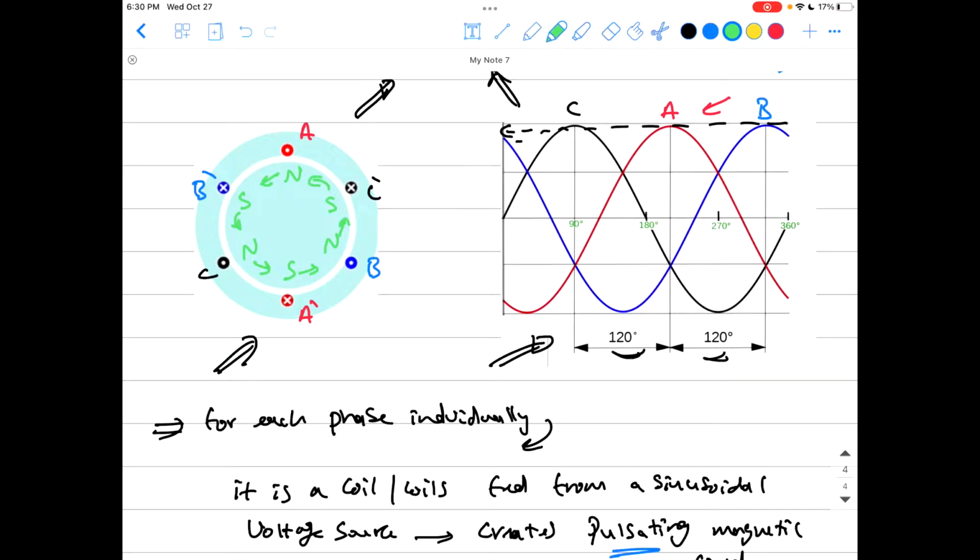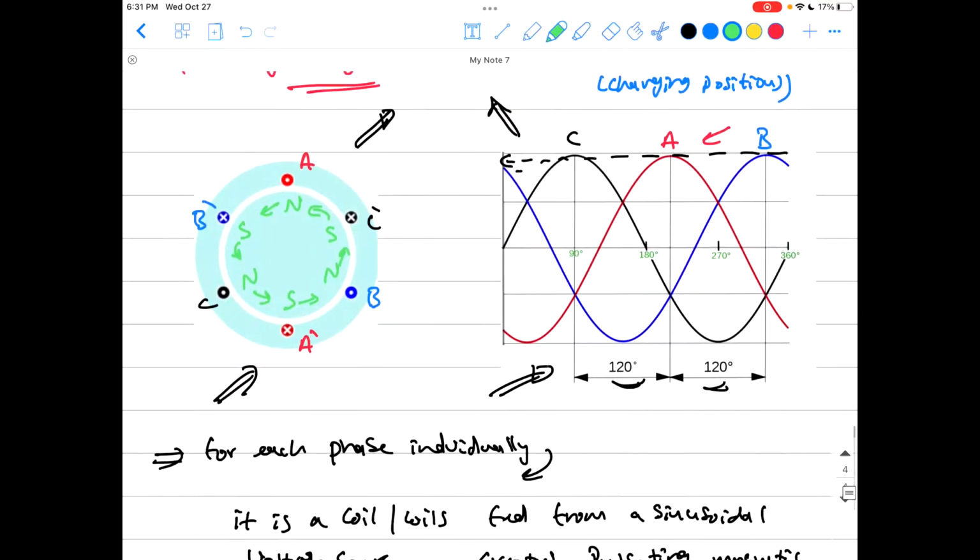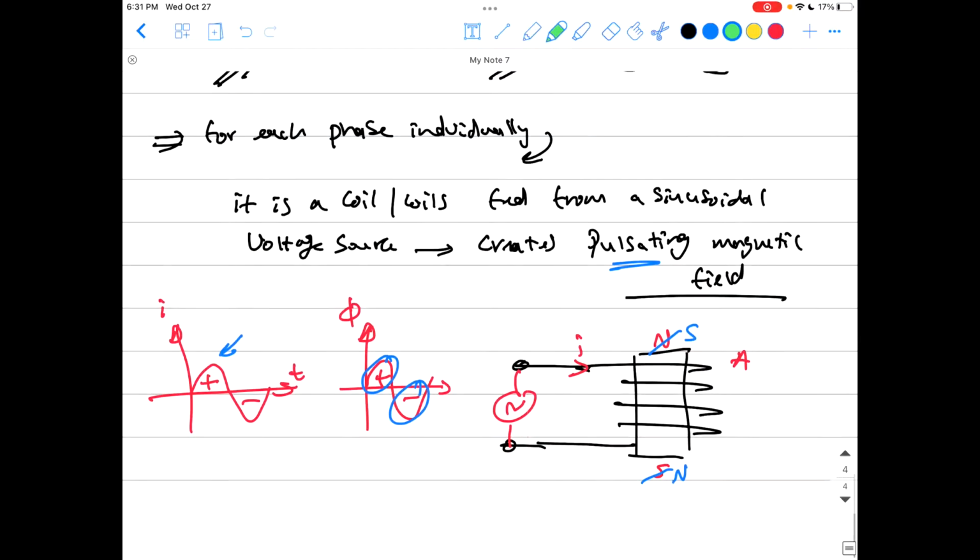Okay, but that's confusing. For each phase of them, it doesn't look like that. For each phase of them, it's just pulsating. It's not going anywhere, so it just holds some position. But sometimes it's north, sometimes it's south, and it changes value. That we call a pulsating magnetic field. It does not rotate and it changes value.